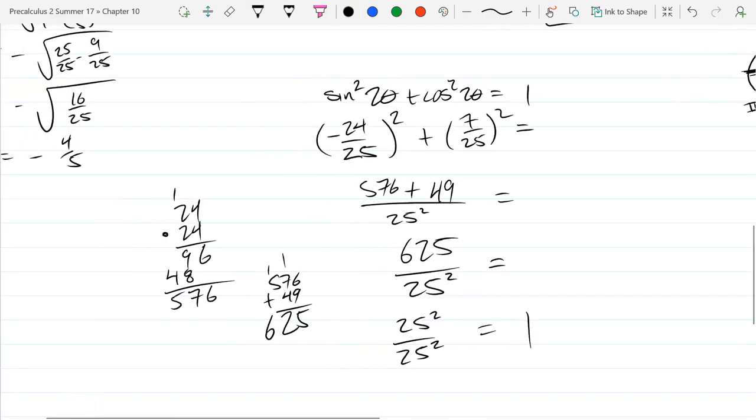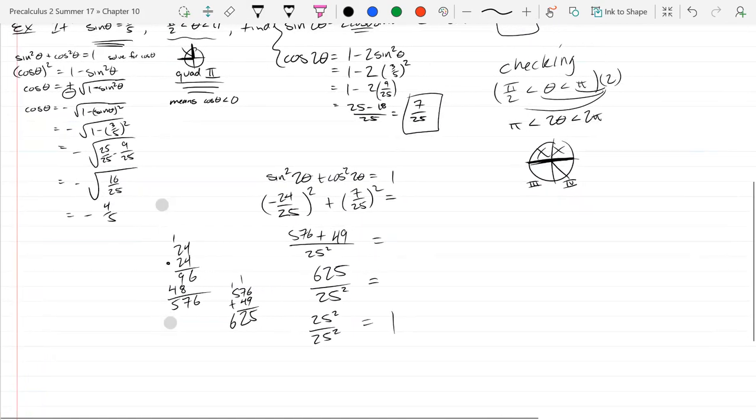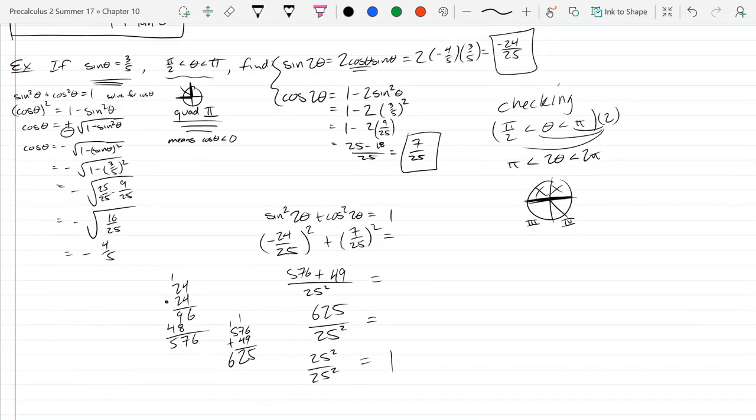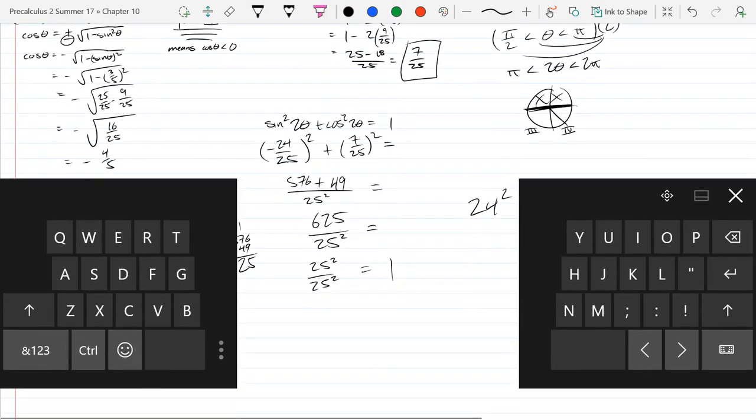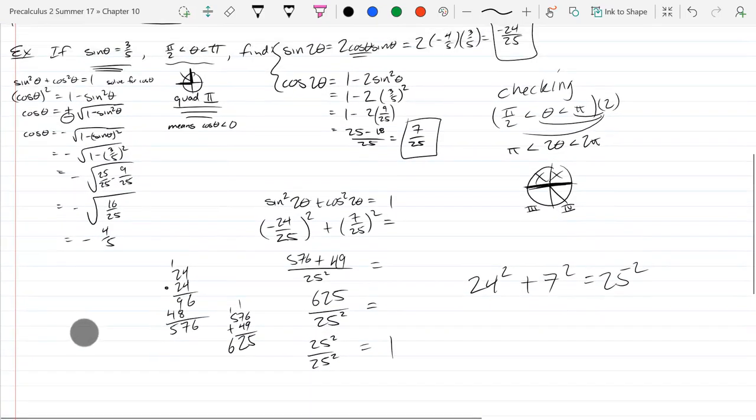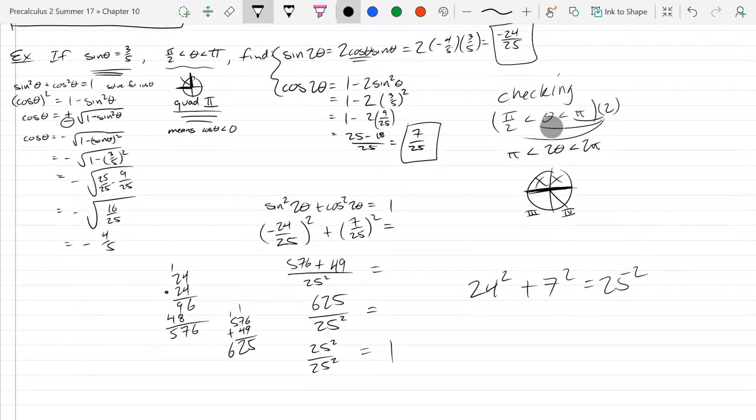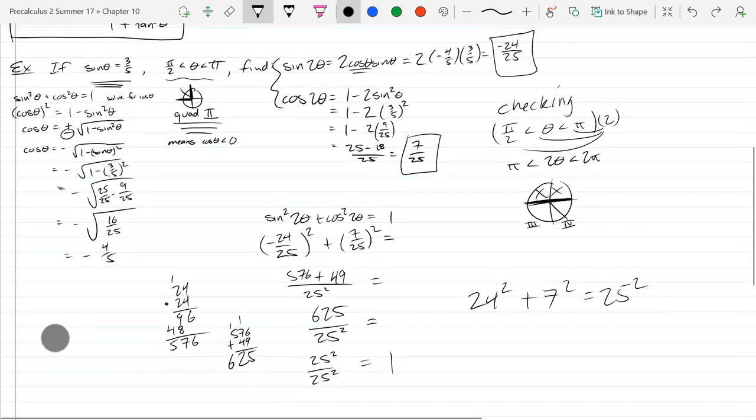All right, so you can check like that as well. Hopefully your numbers won't be too bad. This is a Pythagorean triple right here. If I multiplied everything by 25 squared, I would see 24 squared plus 7 squared equals 25 squared. All right, fun times with numbers. All of this is not relevant. Correct, but not really relevant here.